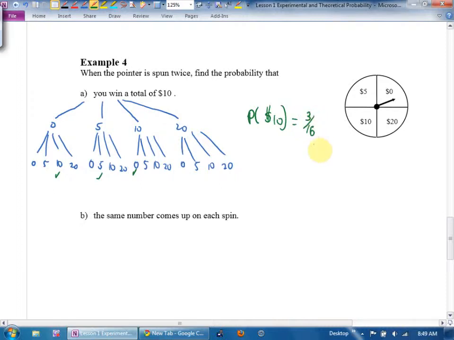Then we have probability of the same number. Okay. That can be 0, 0, 5, 5, 10, 10, 20, 20. Oh, 4 out of 16.